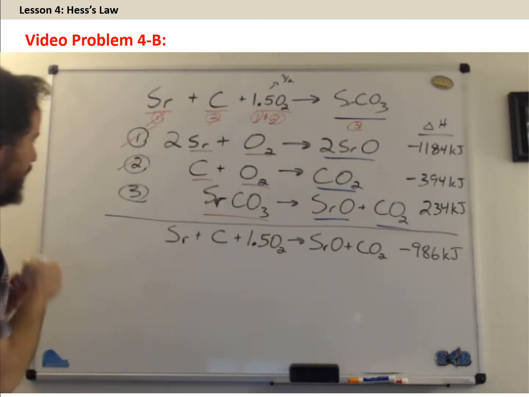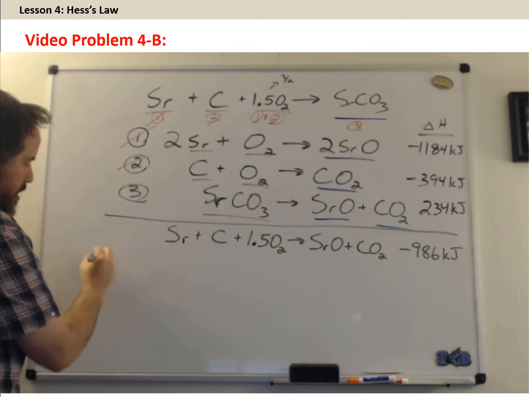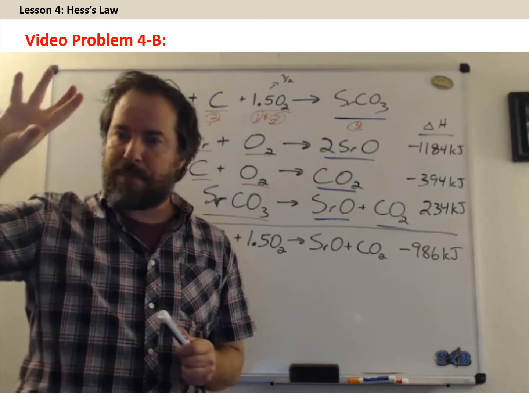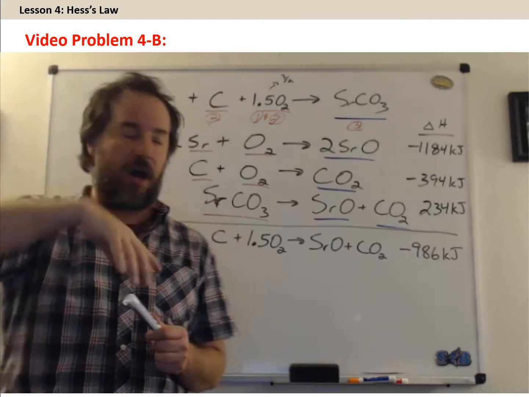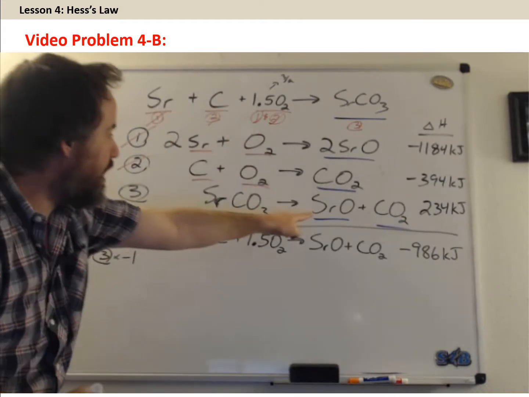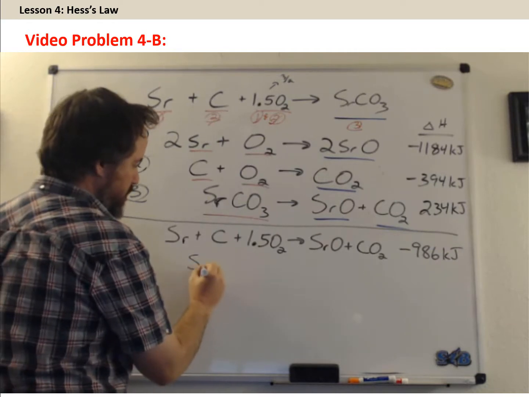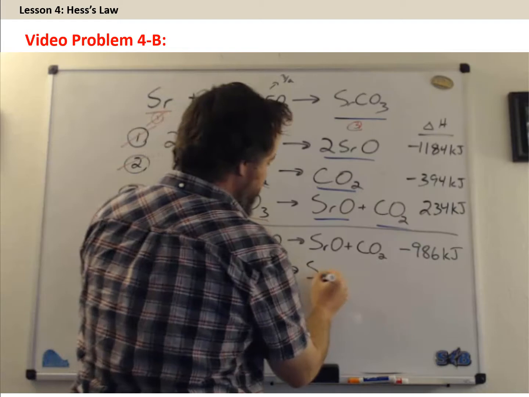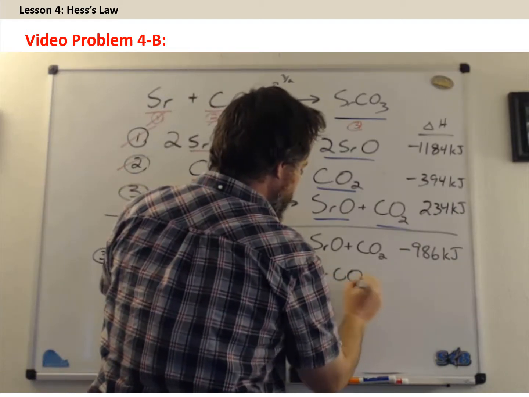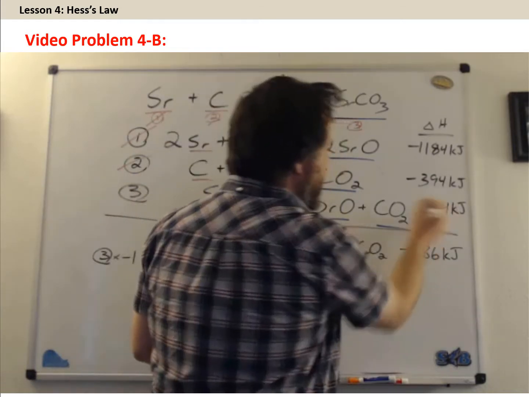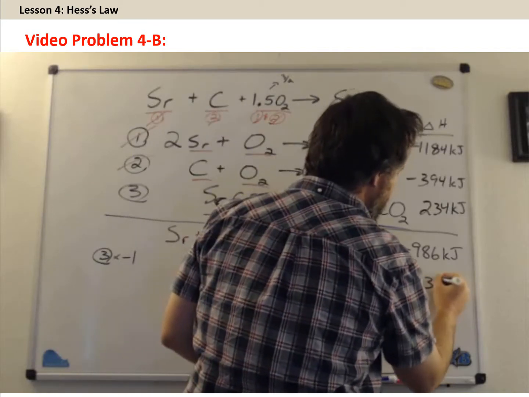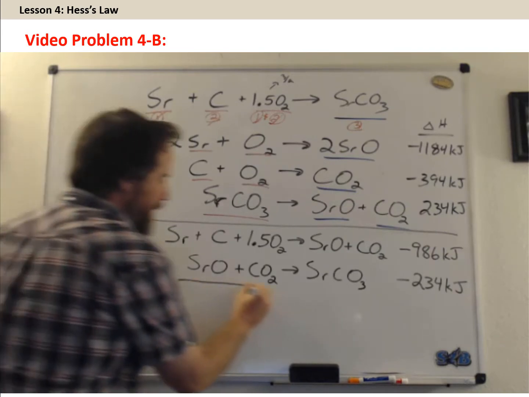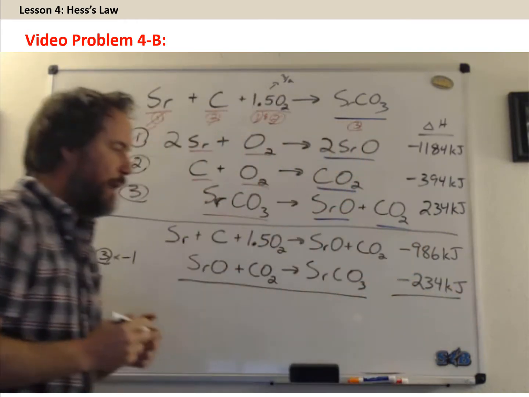So what do I have to do to number 3? I need to flip it. I need to make the products reactants, and the reactants products. So I'm going to make these reactants, and then this becomes a product. And this is now negative 234 kilojoules. Okay, so now I can underline these, and I'm going to add them up.